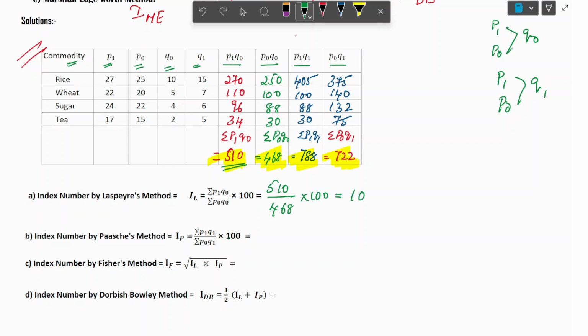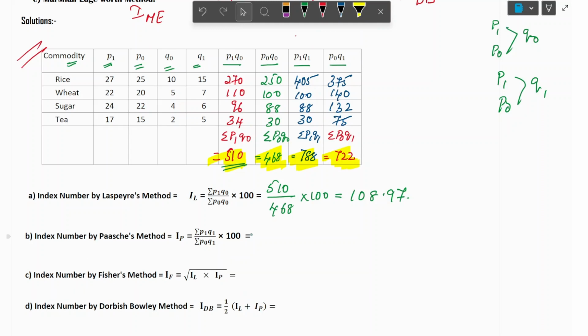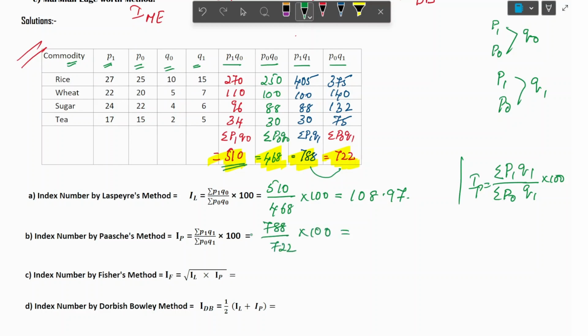The value is 108.97. Now next one, Paasche's index number. In the formula, sigma P1 in the numerator, then automatically you will remember that in the denominator you multiply with Q1, into 100. This is your IP. Therefore here the values are P1Q1 and P0Q1: 788 divided by 722 into 100. Therefore the answer is 109.14. This is the index number by Laspeyres method. Next is Paasche's index number.